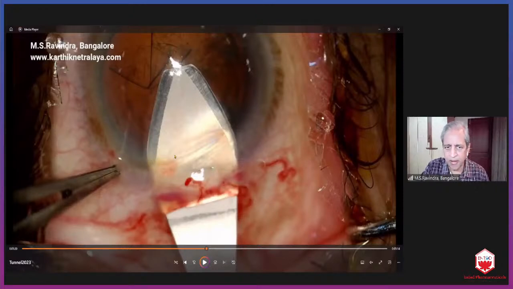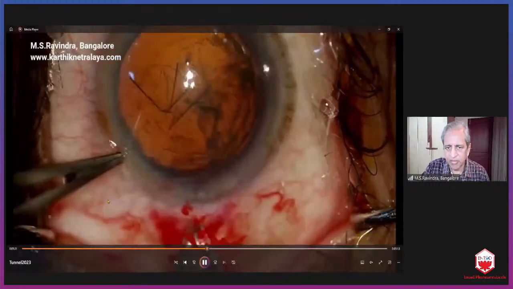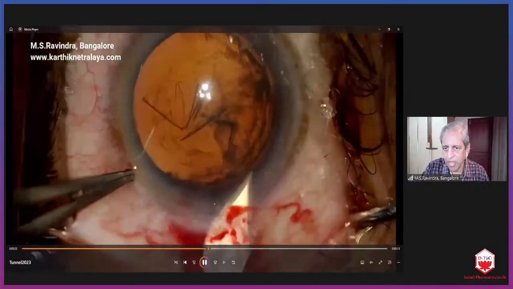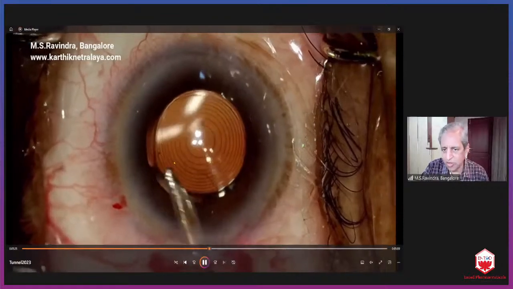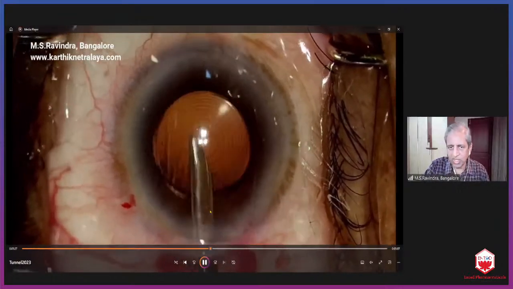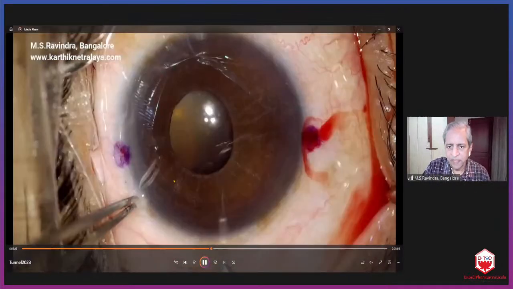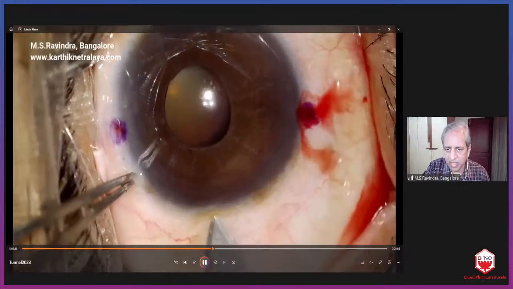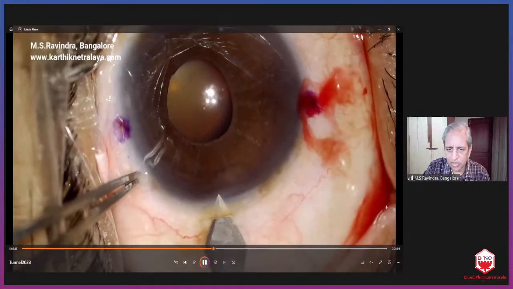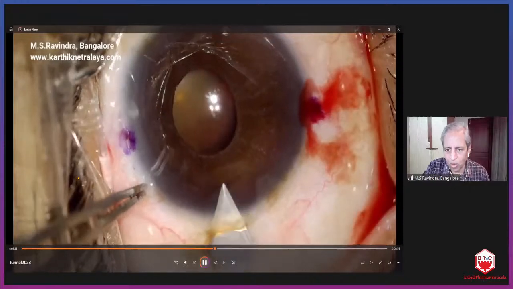This is slightly curvaceous initially, but now I'm taking care that the edges of the tunnel are straight to minimize the astigmatism. Depending upon the size of the nucleus, I either extend one side or both sides, and that's the lens being placed inside. Another case, I'll show you a couple of cases and where we go wrong.